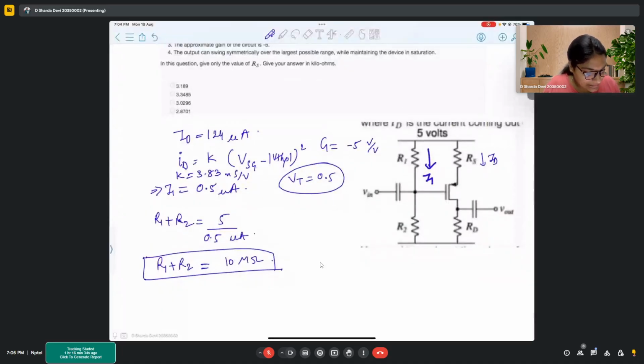For turning on this transistor, VSG should be greater than |VTH|, right? So this is Vs minus Vg should be greater than |VTH|. Here Vs is 5 minus the drop across the source resistor. So Vs is 5 minus ID into RS.